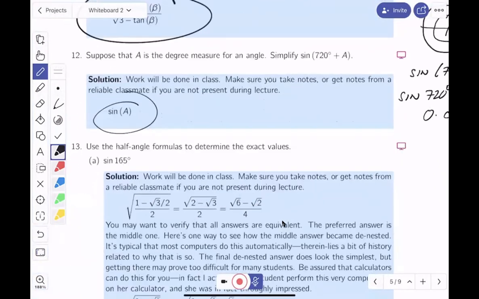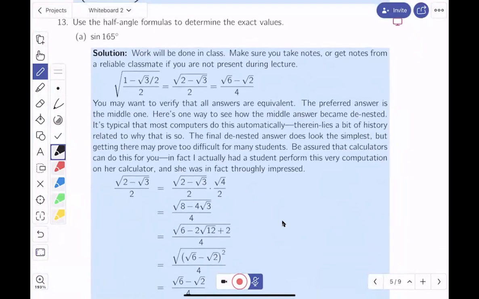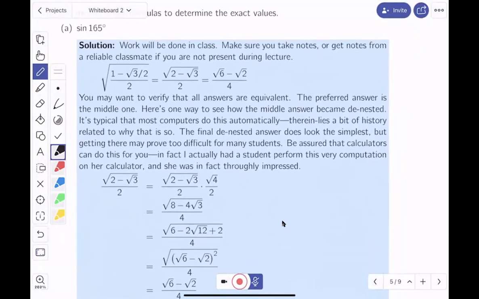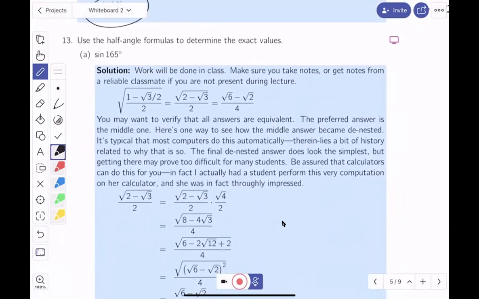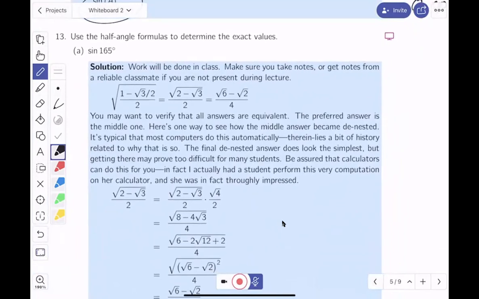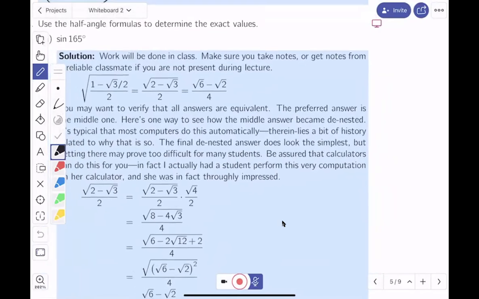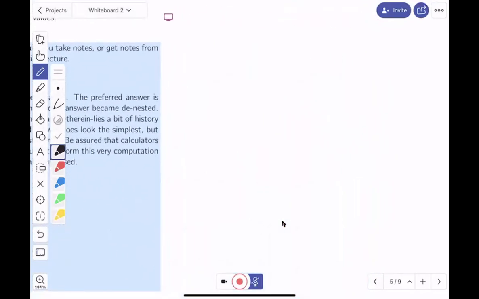All right, half angle formulas. I know it's tough. I just want to go through it real quick with you. There are other ways of doing this, but they say use the half angle formulas. People are often confused by this. This is why I put a lot of work down for this one over here. But I want to go through the half angle formulas for you.